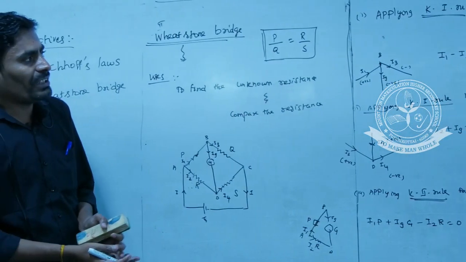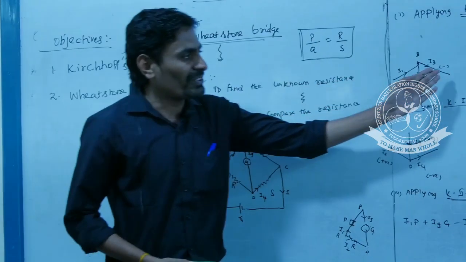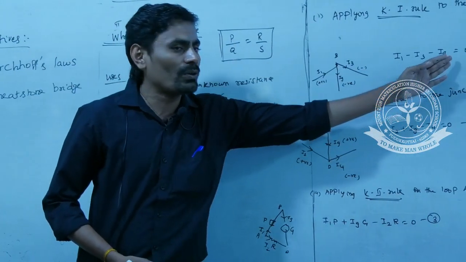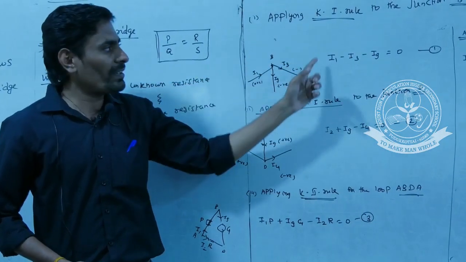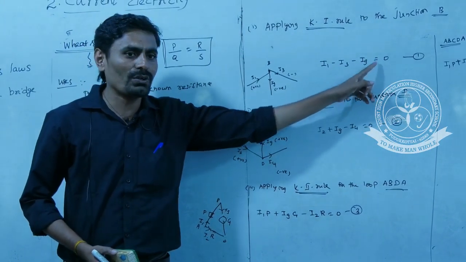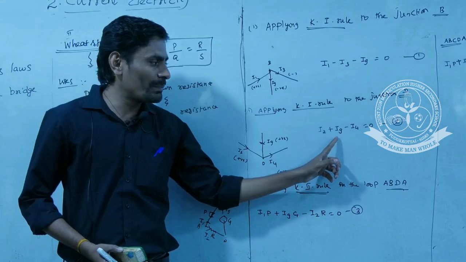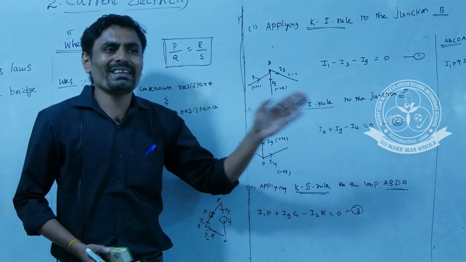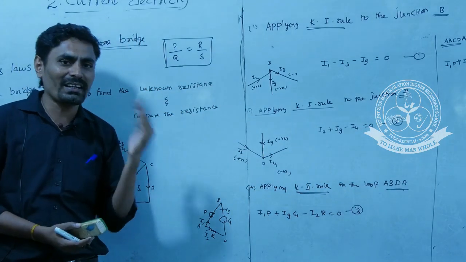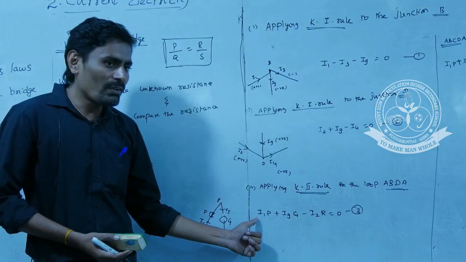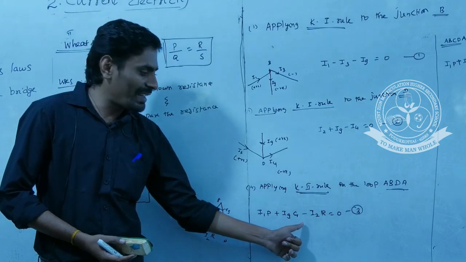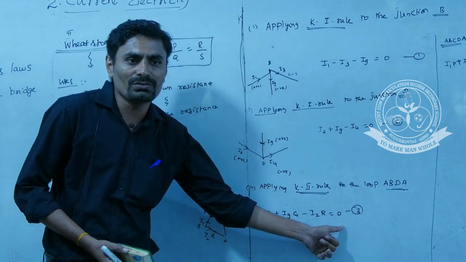So we have 4 equations of the Wheatstone bridge. First equation: I1 minus I3 minus Ig equal to 0. Kirchhoff's first rule contains only current. Then I2 plus Ig minus I4 equal to 0. But Kirchhoff's second rule contains the product of current and resistance. So the equation can be written as I1P plus IgG minus I2R equal to 0.